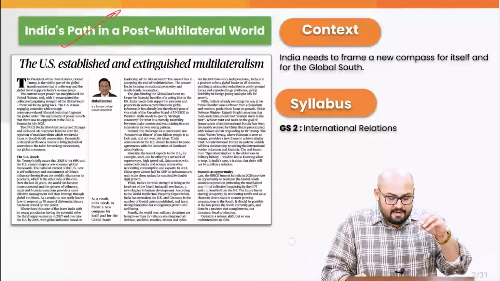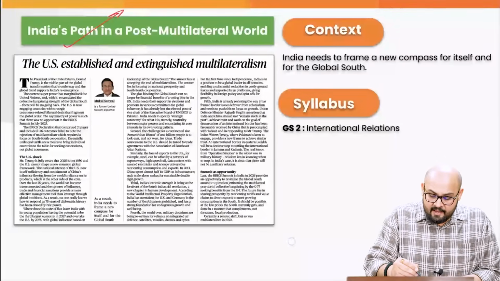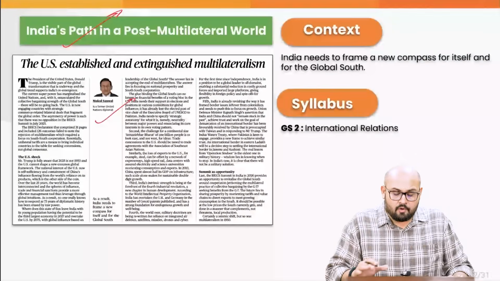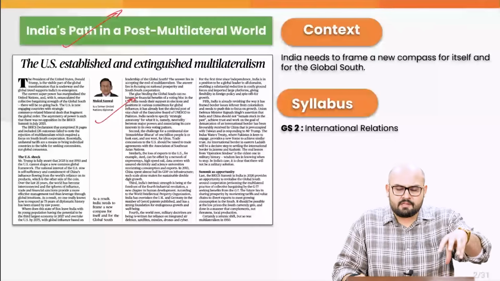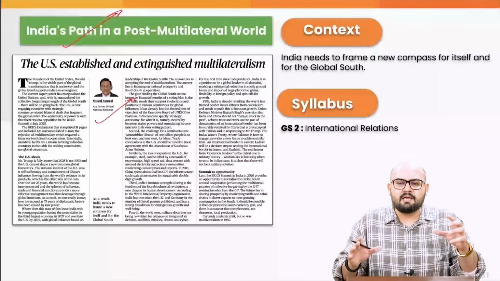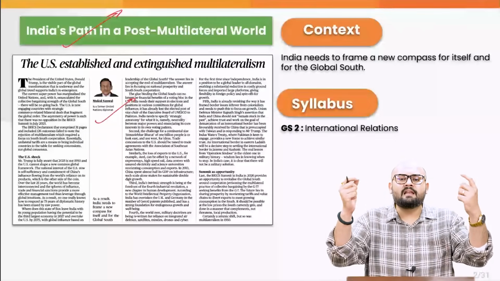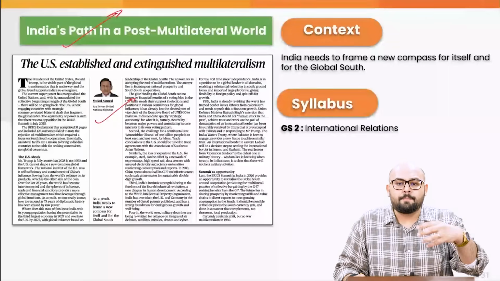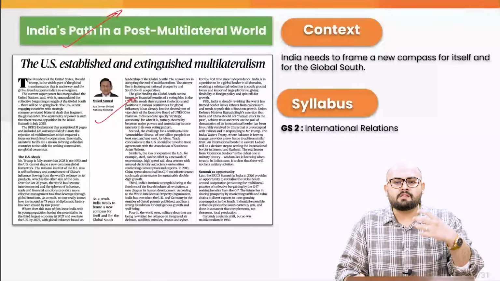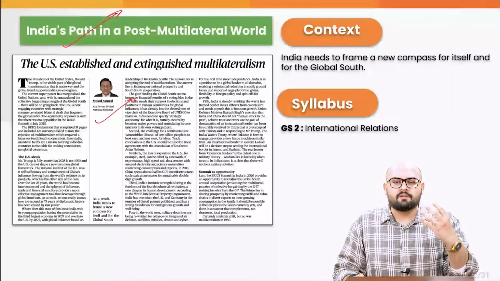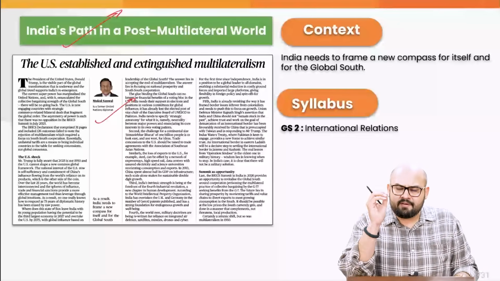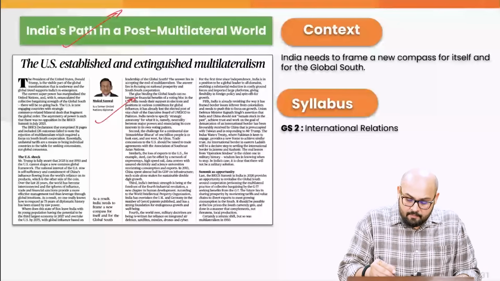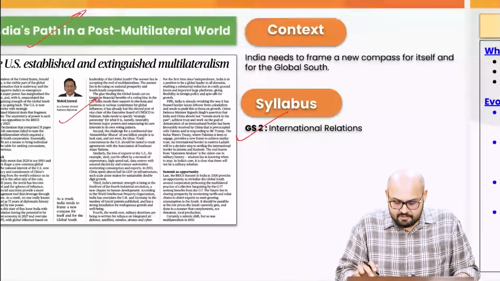So what you have to understand is we have this particular column written by a distinguished IAS officer, Mukul Sanwal. Now what he says is that in such a scenario, where the US is exercising such policies, there is a breakdown of the multilateral world order. So what options does India have? The article is very important and it offers the way forward for India. And we'll have an elaborate discussion. It's going to be a very important discussion, especially from the perspective of GS2 international relations.